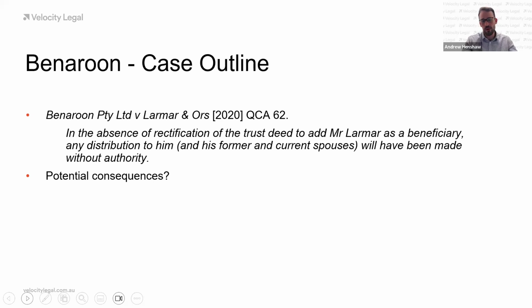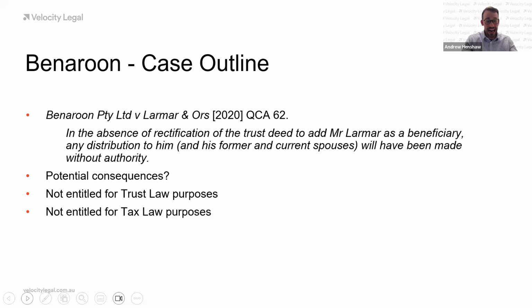So going through what would be the consequences, first of all? Well, if they're made without authority, those people aren't entitled for trust law purposes. So they can't actually call on the money. That might be relevant for perhaps asset protection or a family law issue. For tax purposes, they're also not entitled, which means that they can't be assessed. But as we know, the trust, someone's going to be assessed.